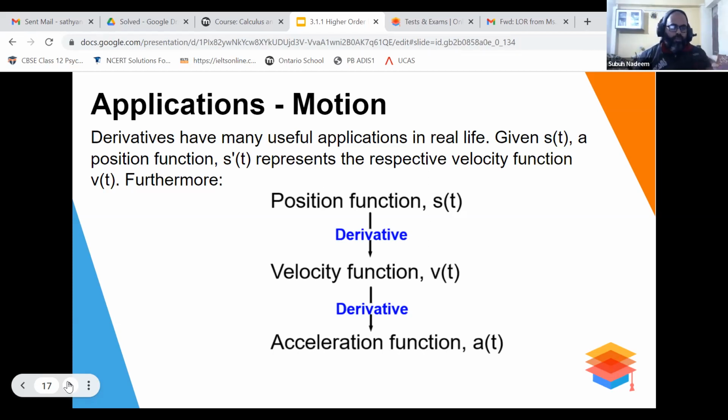So when you differentiate position, you will get velocity. When you differentiate velocity, you get acceleration. That means the double derivative of position is acceleration.